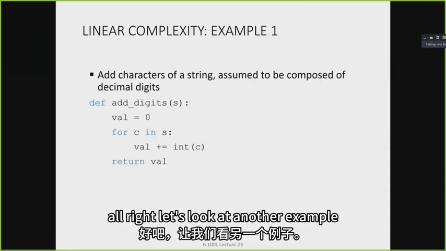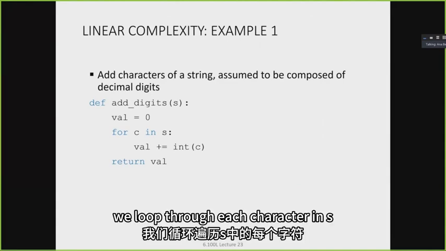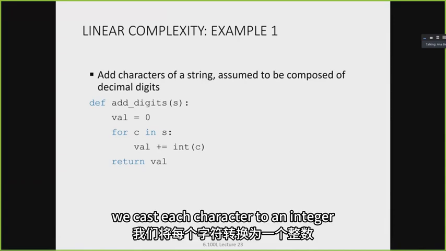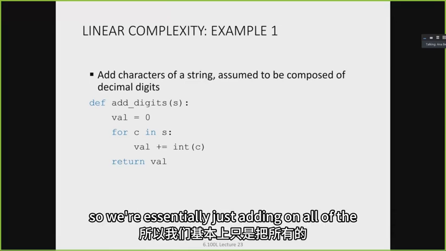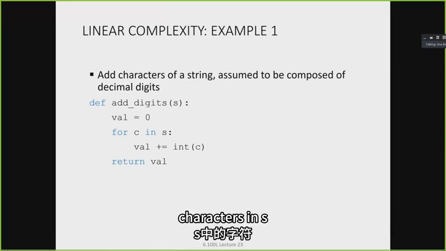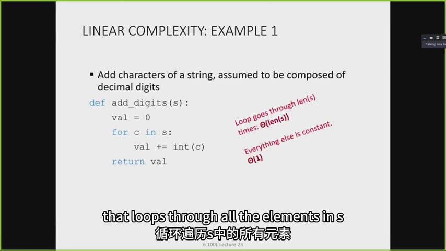All right, let's look at another example. So here's one where you take in a string s. We loop through each character in s. We cast each character to an integer, and then we add on to some value. So we're essentially just adding on all of the characters in the string s. So this has one loop that loops through all the elements in s.